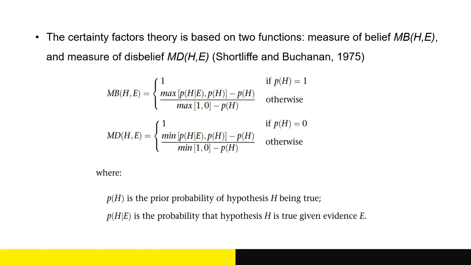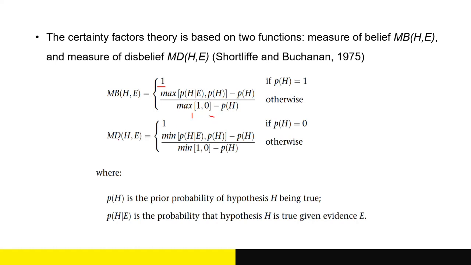So for the measure of belief of hypothesis given evidence, if the prior probability of hypothesis is equal to 1, it means that you're absolutely certain that the hypothesis is true, then the function returns 1. Otherwise, it would take the maximum of the probability of hypothesis given evidence and prior probability of hypothesis, minus the prior probability of hypothesis. So for example, the value of probability of hypothesis given evidence is 1 and the prior probability of hypothesis is 0. So their maximum is 1 minus whatever the value of the prior probability of hypothesis.